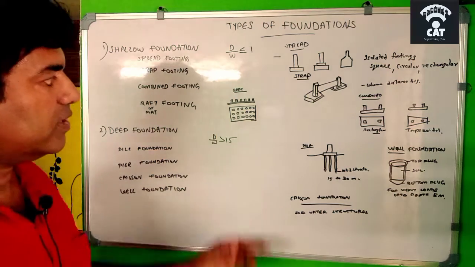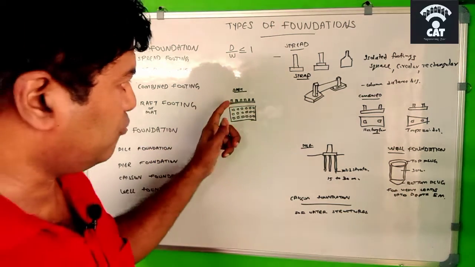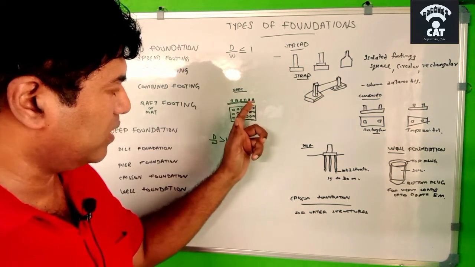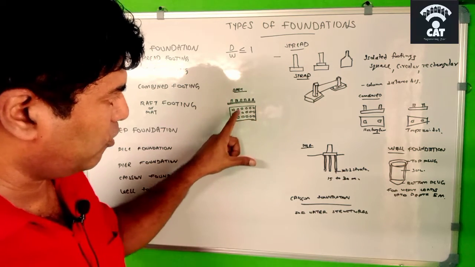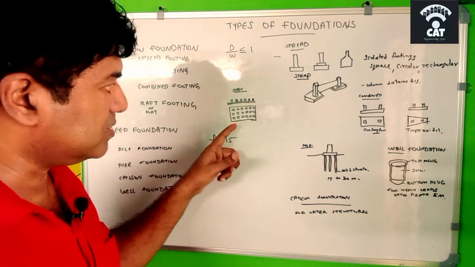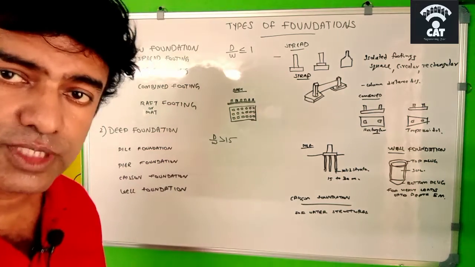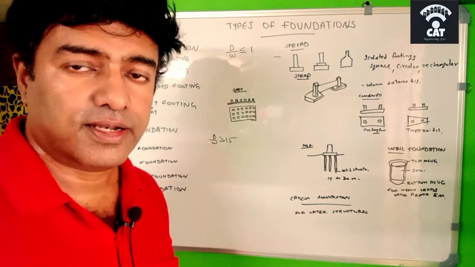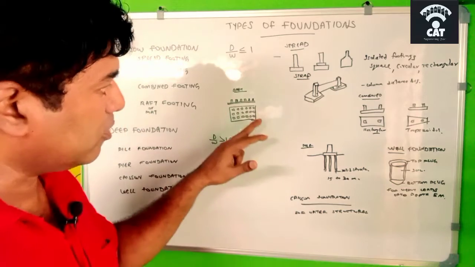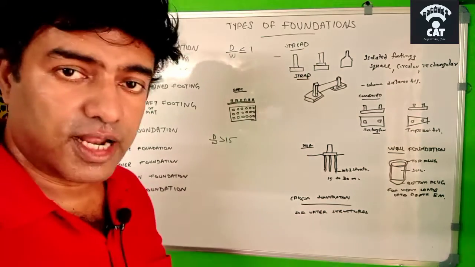And the fourth one is raft footing. You can see the base with a number of columns over it, and this is the plan of it with a lot of columns over it. This is used when the total load over the columns is much higher than expected, so the whole set of columns can be combined together at the base.